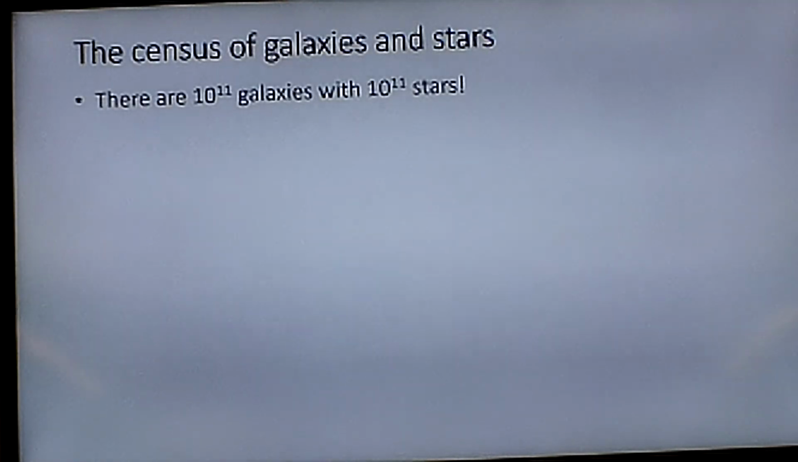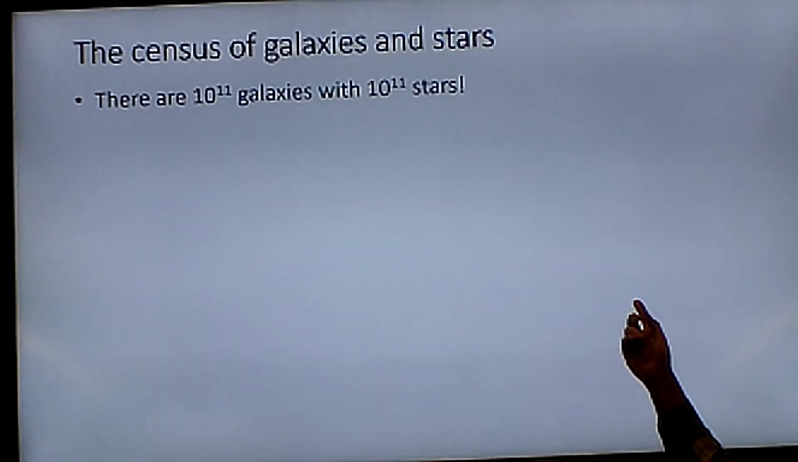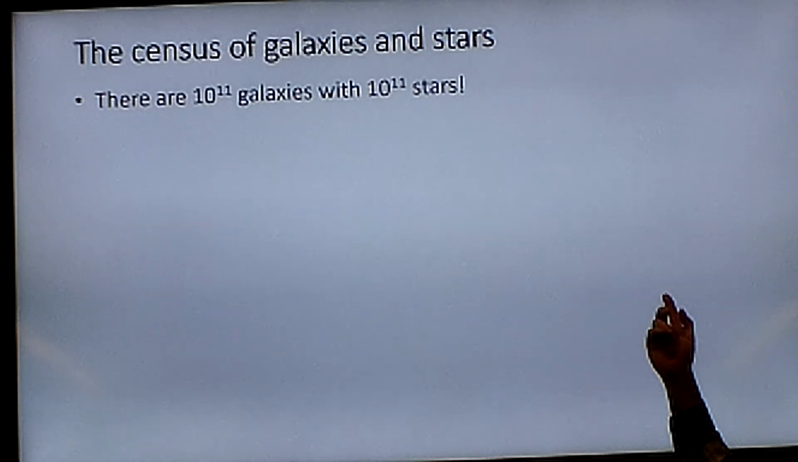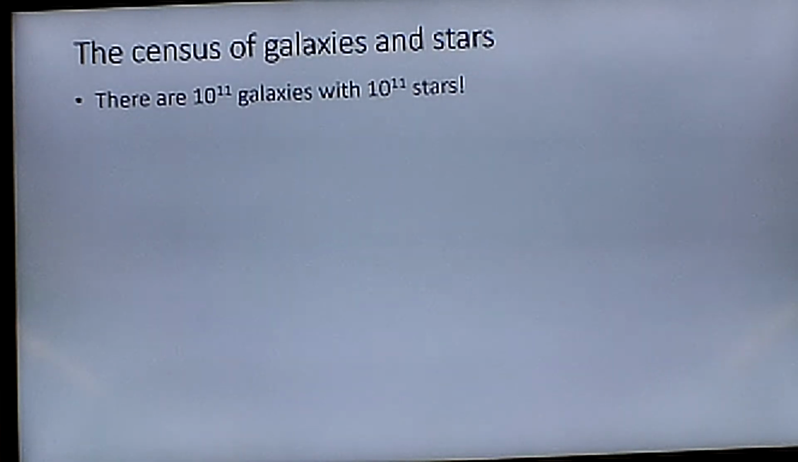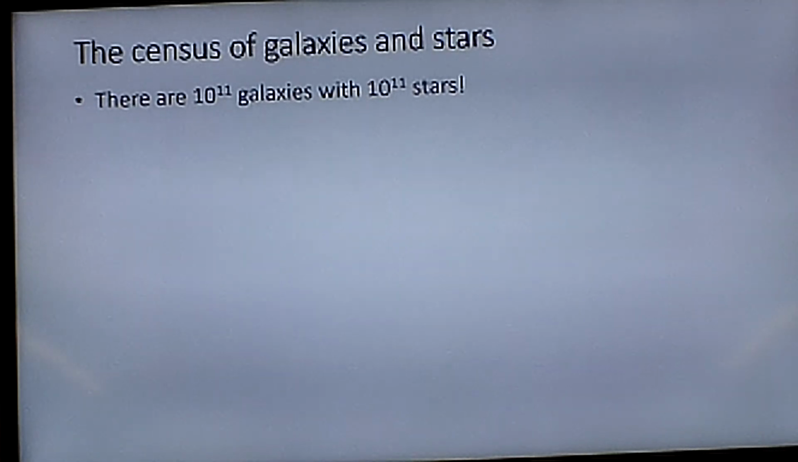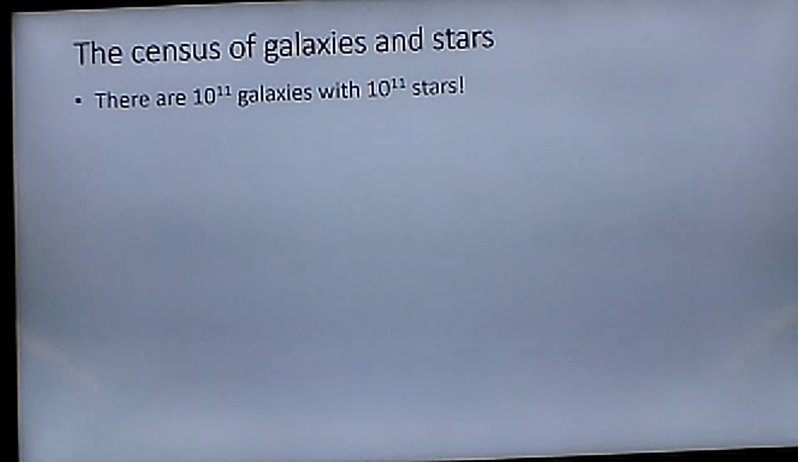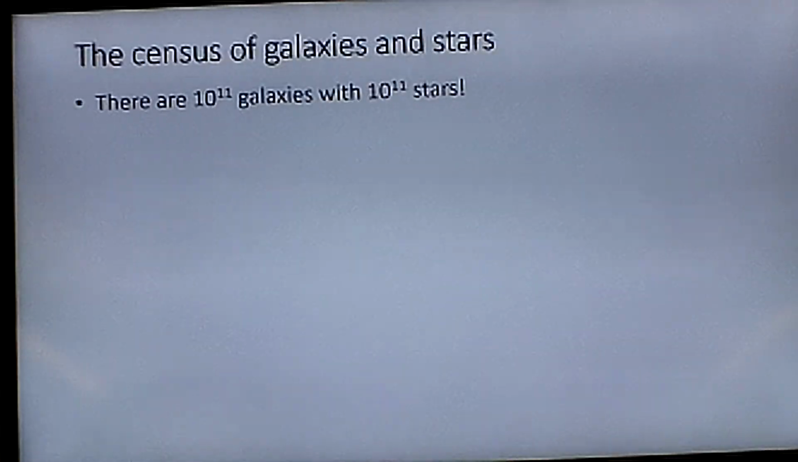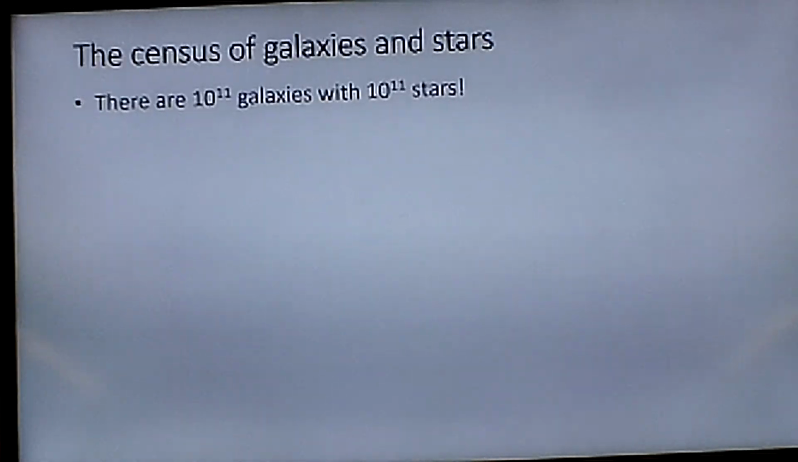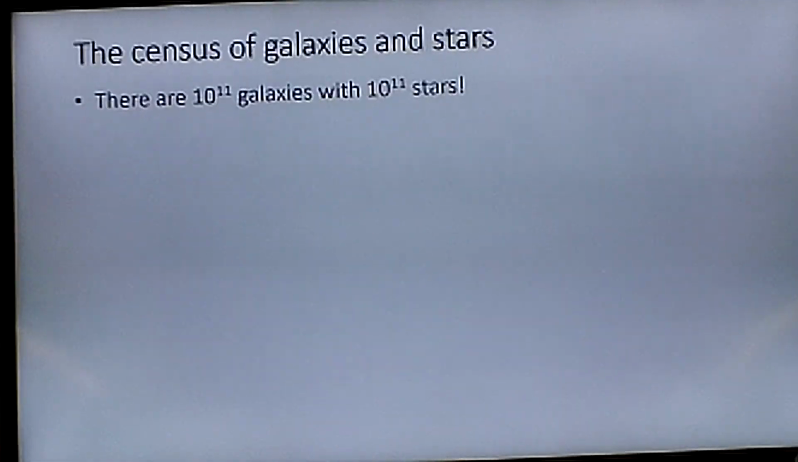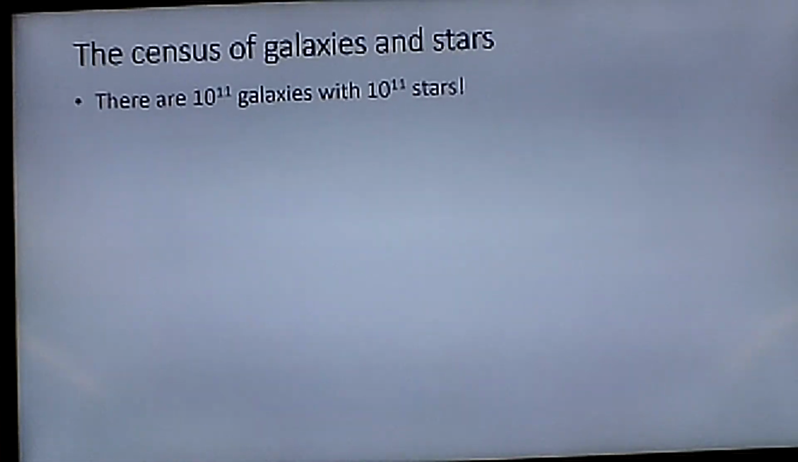So what we are talking about is 100 billion, and I'm using scientific notation here, 10 to the 11th, that's 100 billion. If you're uncomfortable with that, we can have a conversation about why that's a good compact way to capture these enormous numbers. So 100 billion galaxies, each with 100 billion stars.